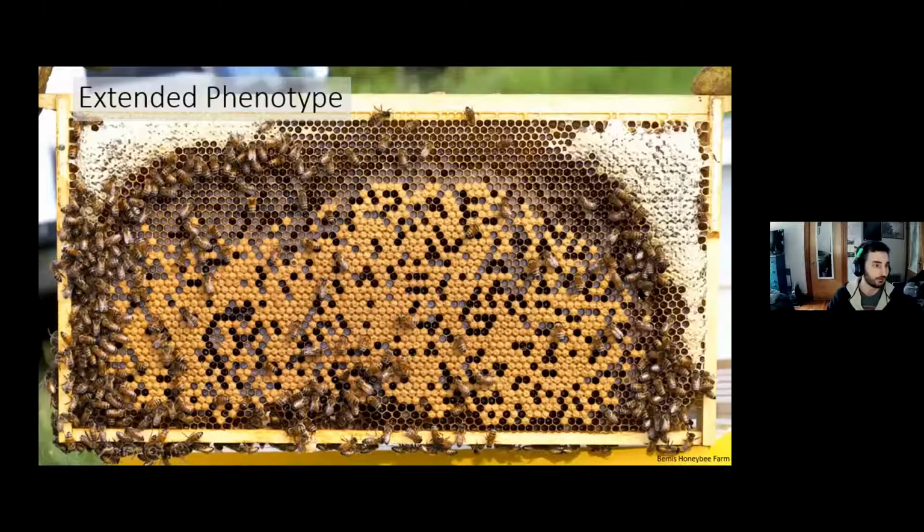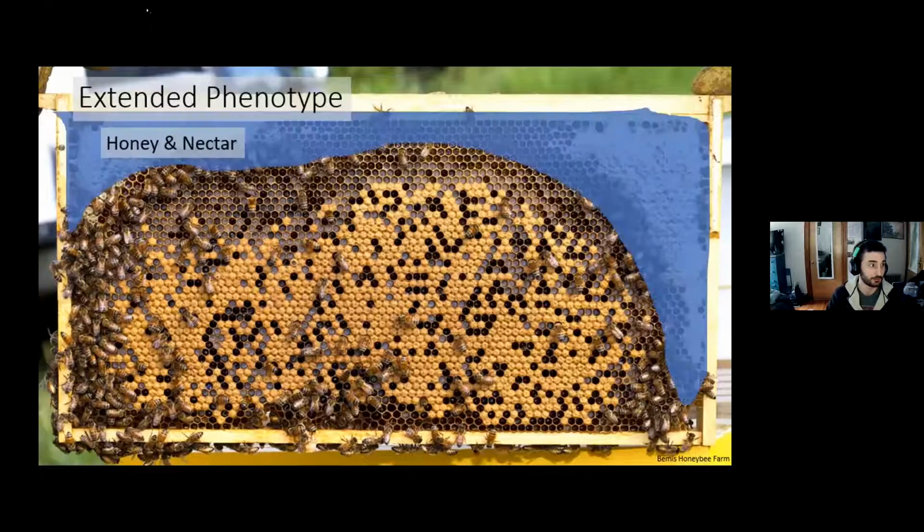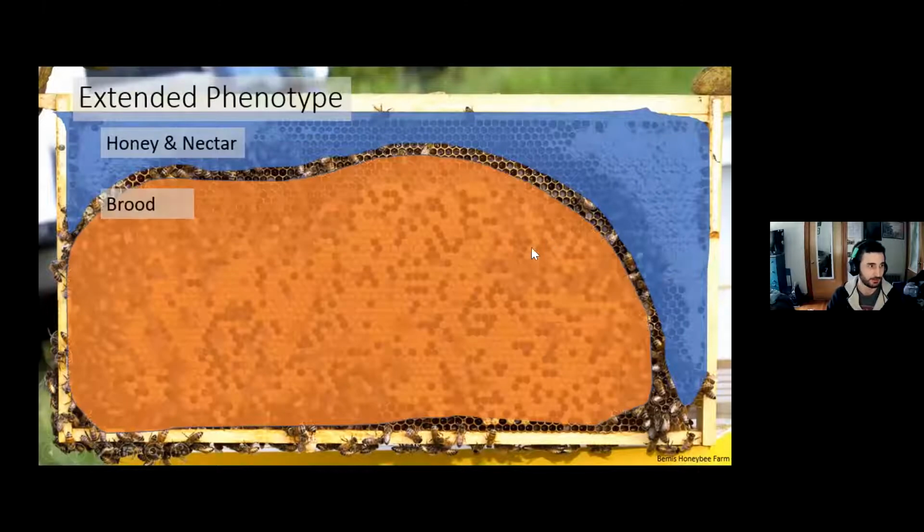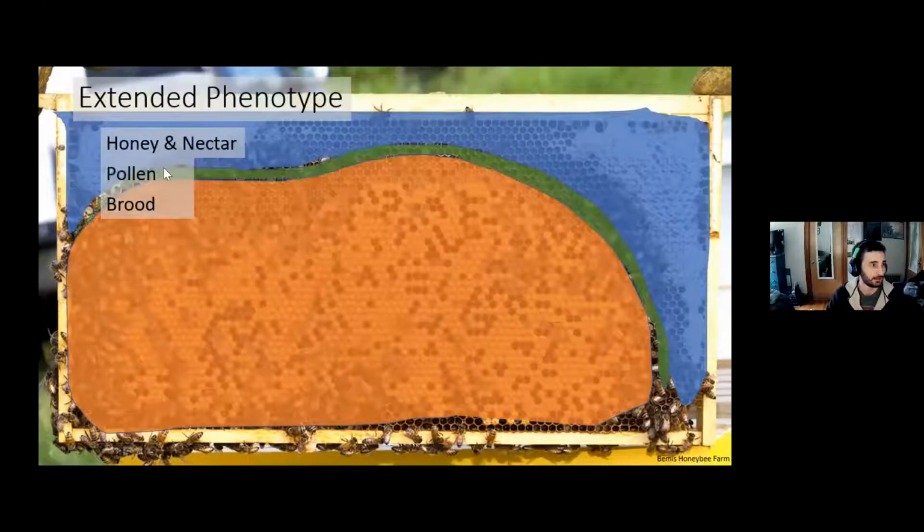So the comb is all of this stuff that you can see the bees standing on. And what's really interesting about honeybee comb structure is that it's arranged in a characteristic and repeatable way. Generally, honey and nectar, represented here in blue, which are the colony's carbohydrate stores, are stored near the top and the edges of a colony. The brood, which is the subadult bees, so the eggs, larvae, and pupa, are stored in a central aggregate in the middle and towards the bottom of the colony. And pollen, which is the colony's protein source, is stored in a thin strip between the two.